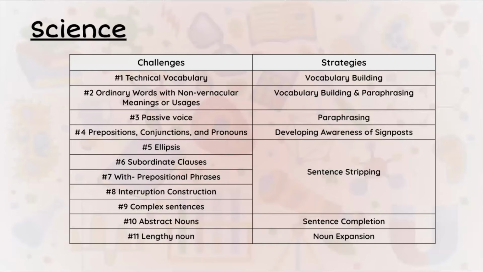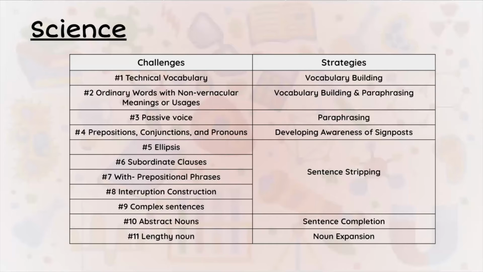And the other one is ordinary words with non-vernacular meaning or usage. These are words students may see in their daily life, but scientists use these ordinary words in a non-common-sense way or in a metaphorical way. So when students are decoding the language, they face a difficulty comprehending it in the right way. Corresponding to that, the strategies I put here are vocabulary building, and paraphrasing for the second one.